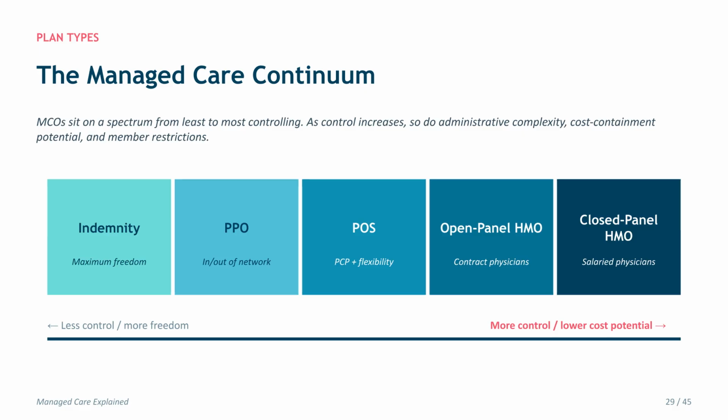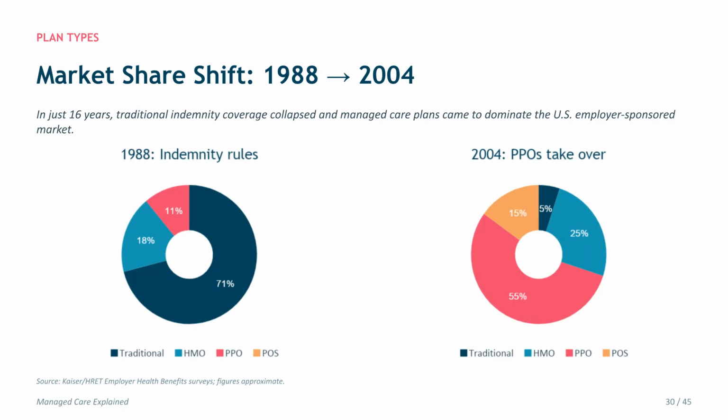Managed care operates on a spectrum, from less restrictive indemnity models to more controlled, closed-panel HMOs, which offer higher cost containment potential. The transition from traditional indemnity to managed care models was rapid, fundamentally reshaping the U.S. insurance market between the late 80s and early 2000s.